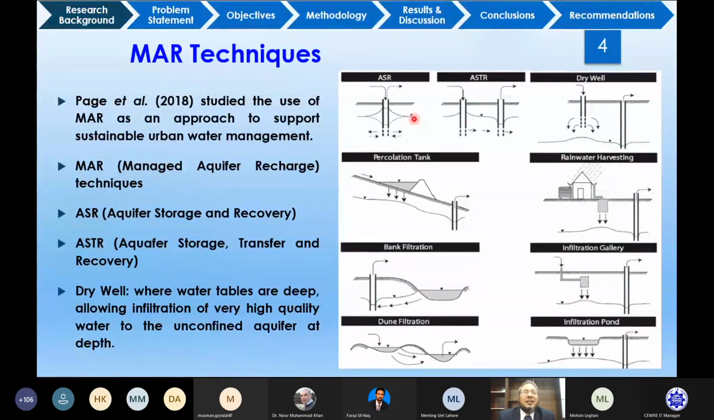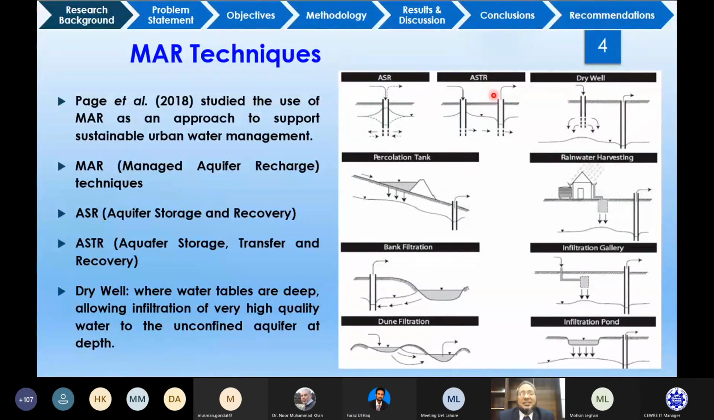Anyway, now I would like to discuss several more techniques. One is the ASR, aquifer storage and recovery. You know, it's the same recharging well and the same well is used for pumping. So we recharge the rainwater inside and also do the pumping.